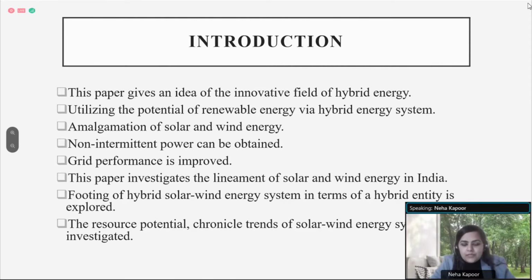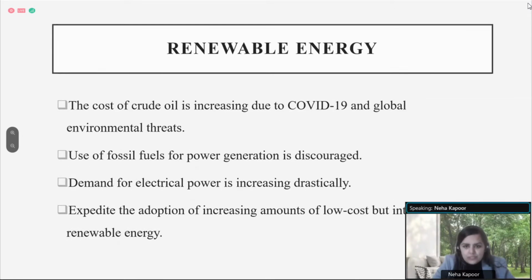Another factor that we get after using the hybrid system is grid performance. Overall grid performance is improved, and then we are trying to investigate the lineament of solar and wind energy in India and the footing of hybrid solar wind energy, where the potential lies basically. For that, I have put in the Indian energy statistics, and I've taken it from IRENA. The resource potential and chronicle trends of solar and wind energy systems are also being investigated.